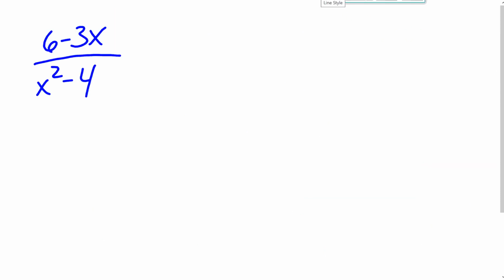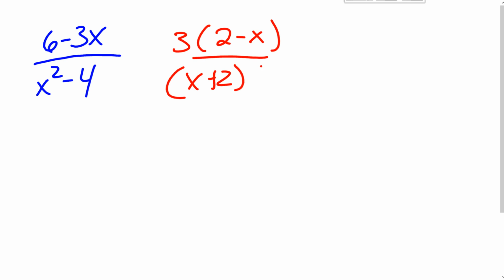Okay, here's another example. We can factor 3 out. So we get 2 minus x. And on bottom, we factor that. It's x plus 2 and x minus 2. So these are not the same. We can set our denominator equal to 0 right now. That's probably the best time. So our restrictions, x cannot be negative 2 and 2.